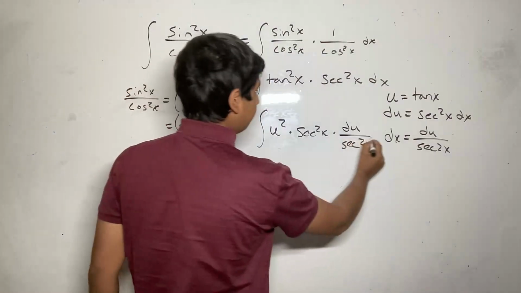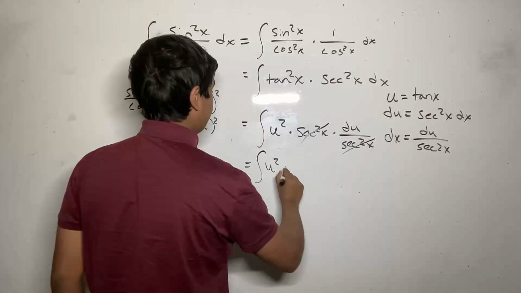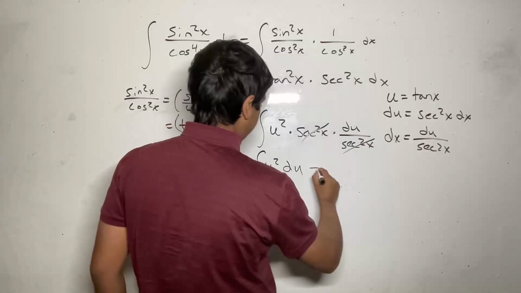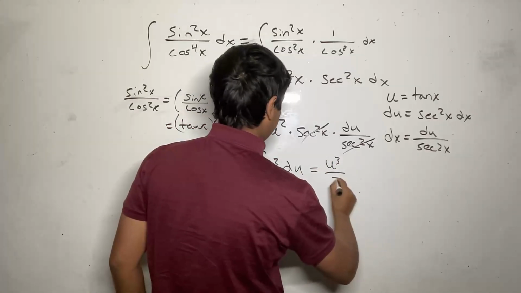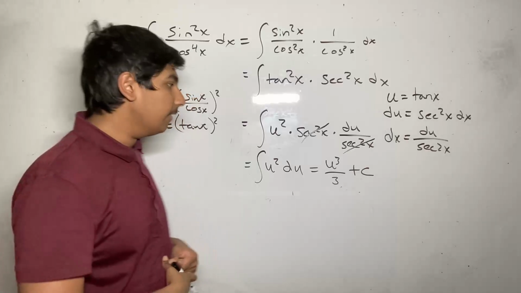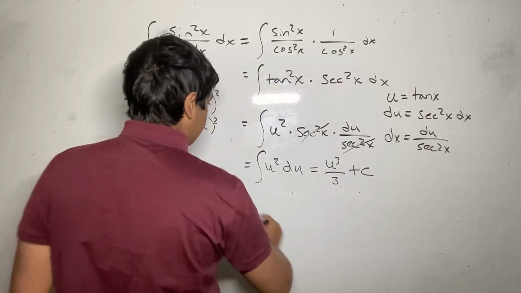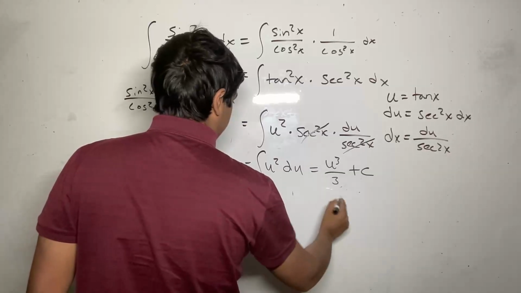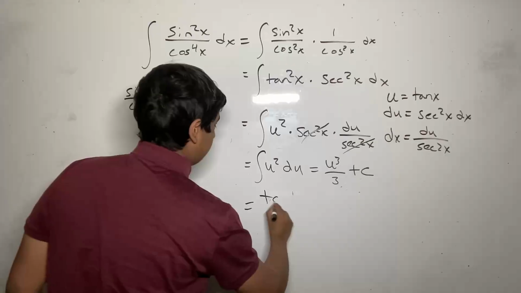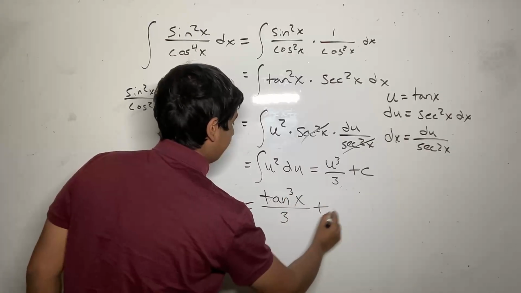And so then we see here that the secant squared of x will cancel, and then we just get a simple integral of u squared du. In order to do this, we just use the power rule. So then it'll just be u cubed over 3, plus our constant of integration because we're dealing with an indefinite integral. And so then what is u? u is just tangent of x, and so for our answer, this is just going to be tangent cubed of x over 3, and then can't forget our constant of integration.